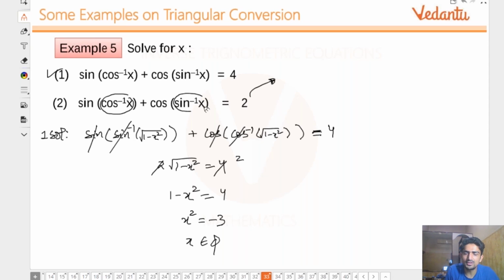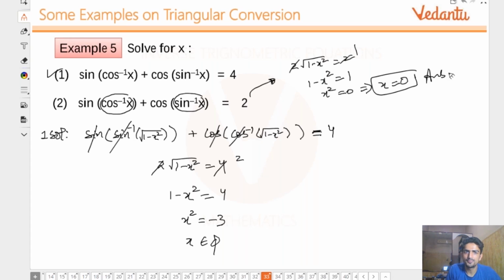It will be cos inverse root 1 minus x square. You can convert it in your triangle. So here also you will get the same equation equal to 2. So squaring both sides, x square equal to 0. So x equal to 0. That is the answer of the second part.